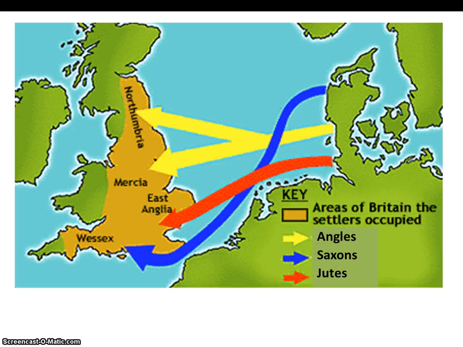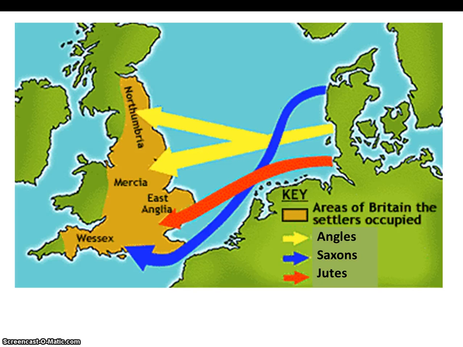Warriors came from 3 different tribes, the Angles, the Saxons, and the Jutes. And all together, these groups were called the Anglo-Saxons, Anglo hyphen Saxons. The plan started out well, but soon backfired when these 3 tribes decided that Britain would be a fine place to live, so they decided to stay.